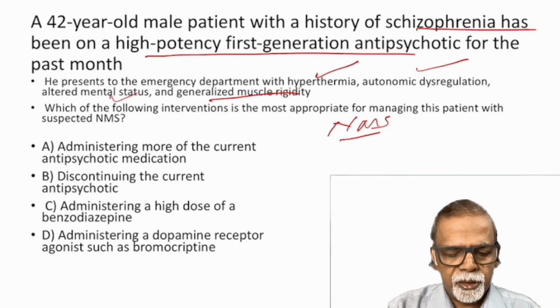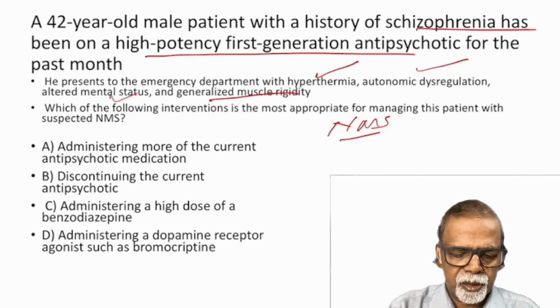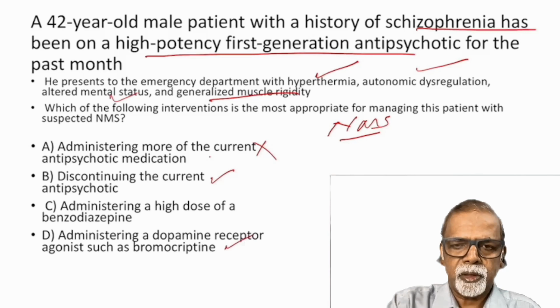The question is, how would you manage this? One is administering more of the current antipsychotic. This is a wrong answer. Discontinuing the current antipsychotics may be effective. Administering a high dose of benzodiazepine is not the drug of choice. Administering a dopamine receptor agonist such as bromocriptine. So these are the two options we have.